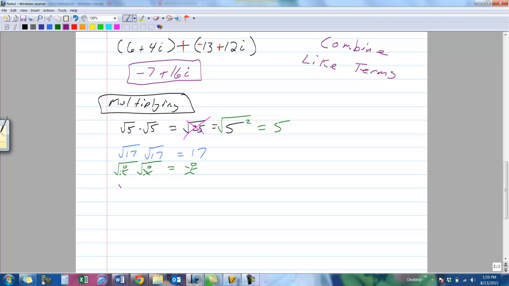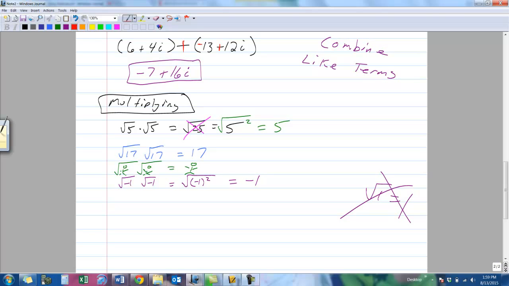Well, no, let's talk about this. What about root negative 1 times root negative 1? Now, some of you might think, wait a second, negative 1 times negative 1 is positive 1, so it'd be root 1, which is 1. But no, you can't think of it like that. Instead, the way you have to think of it is root negative 1 squared, then the radical undoes the squared. Root negative 1 times root negative 1 is negative 1.